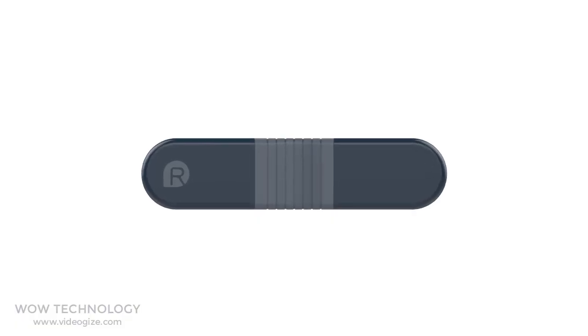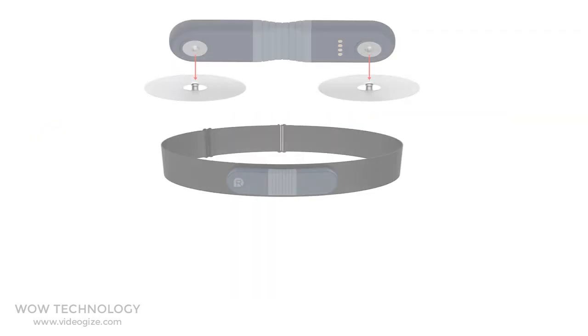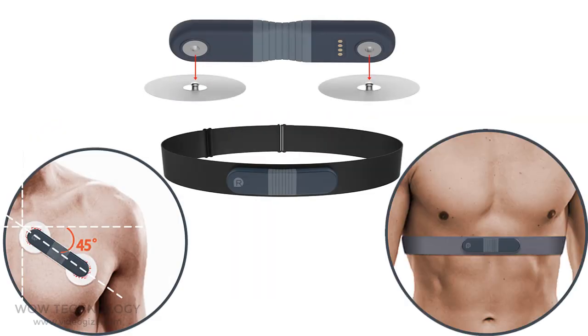You can use this device in two ways, with electrodes or with a chest strap. Once you wear the ER1 monitor, the device starts acquiring ECG data.